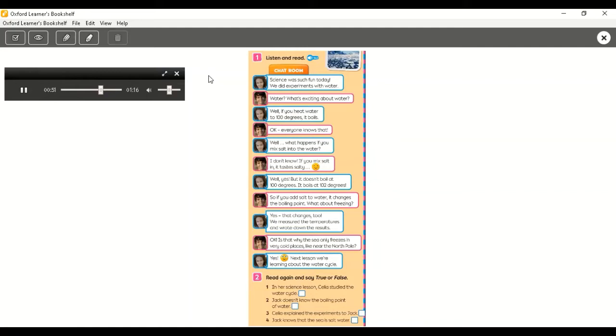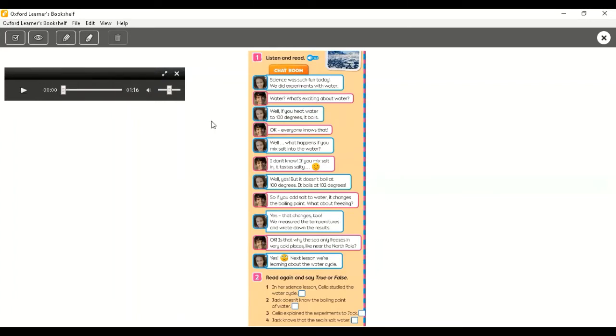What about freezing? Yes, that changes too. We measured the temperatures and wrote down the results. Okay. Is that why the sea only freezes in very cold places, like near the North Pole? Yes. Next lesson, we're learning about the water cycle.